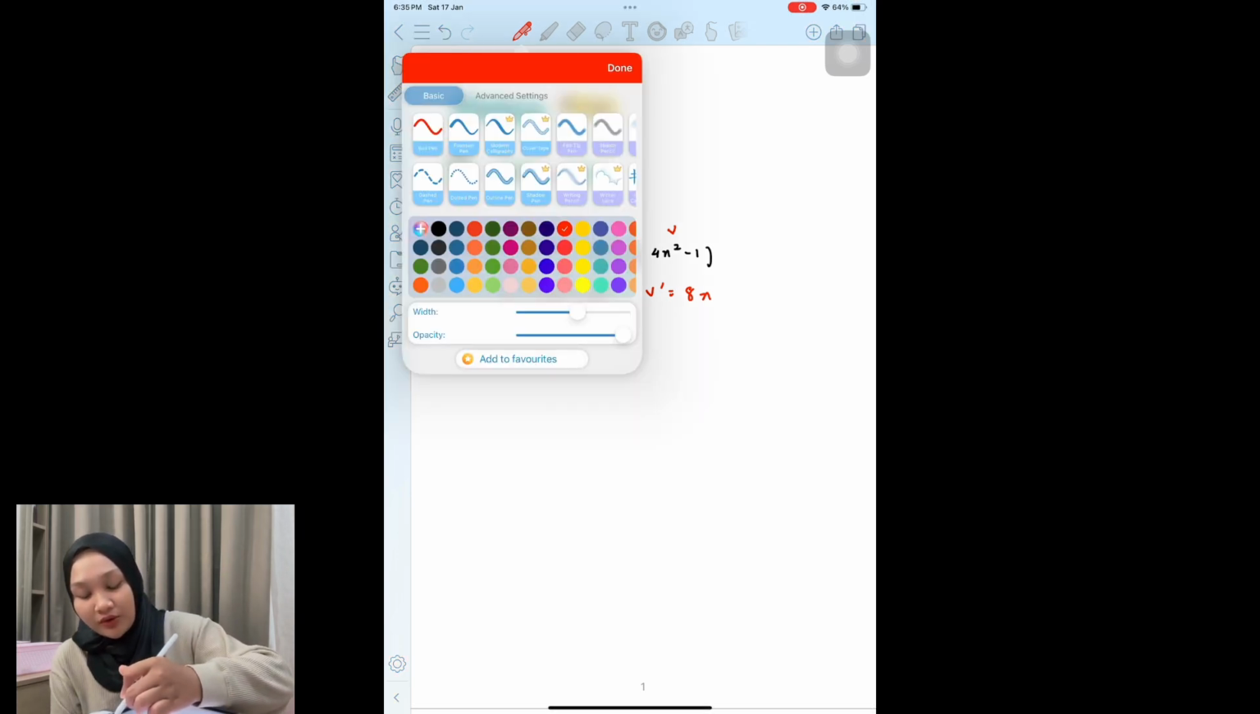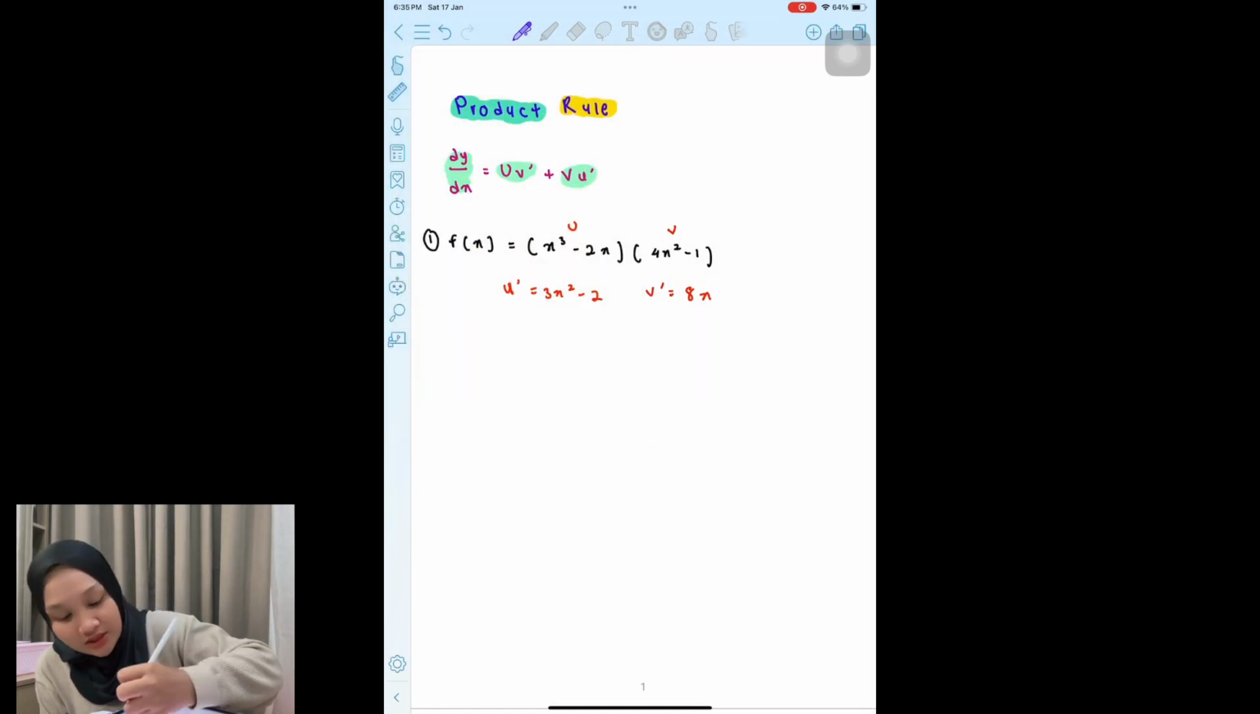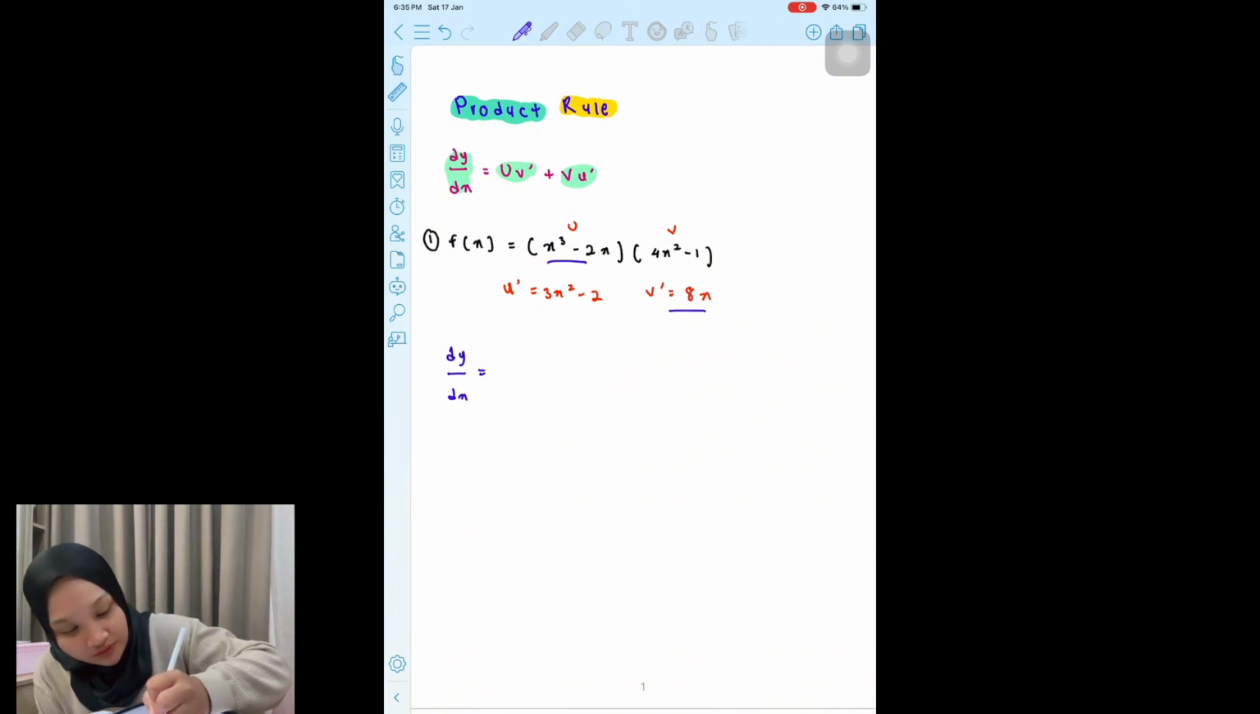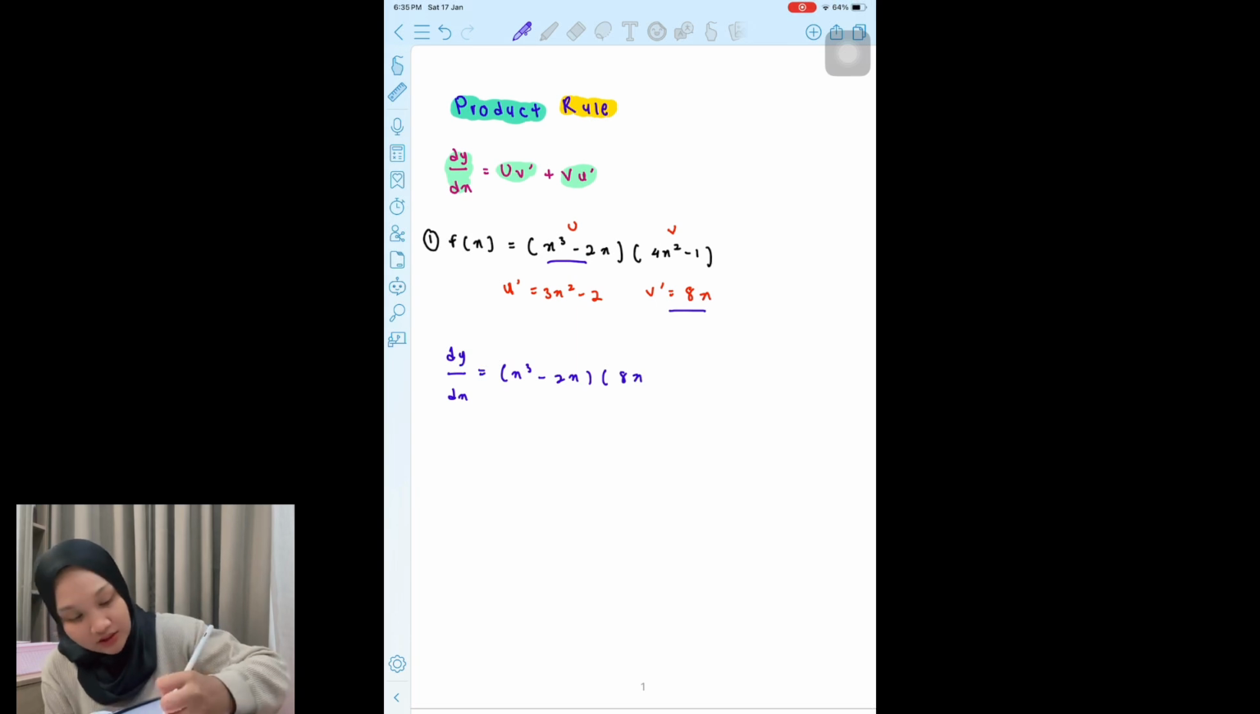Next, we solve this question using the formula, dy/dx equals uv prime, so u with the v prime: (x cubed minus 2x) times 8x. Plus vu prime. So for vu prime: (4x squared minus 1) times (3x squared minus 2).